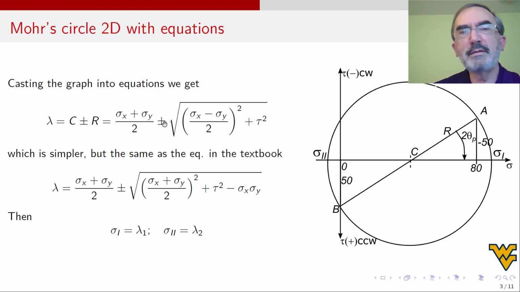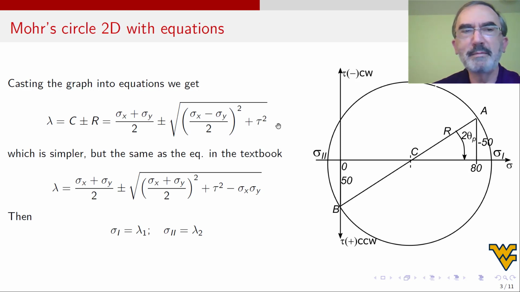Then you have to add R, but R is the square root of sigma x minus sigma y divided by 2, because it's this minus this, that length, divided by 2, this is 40 here, squared, plus tau, which is this guy here, squared. That equation comes from the graph. You don't have to memorize it. If you understood what I'm saying, otherwise go review it, and you have this graph that you know, you can derive this equation.